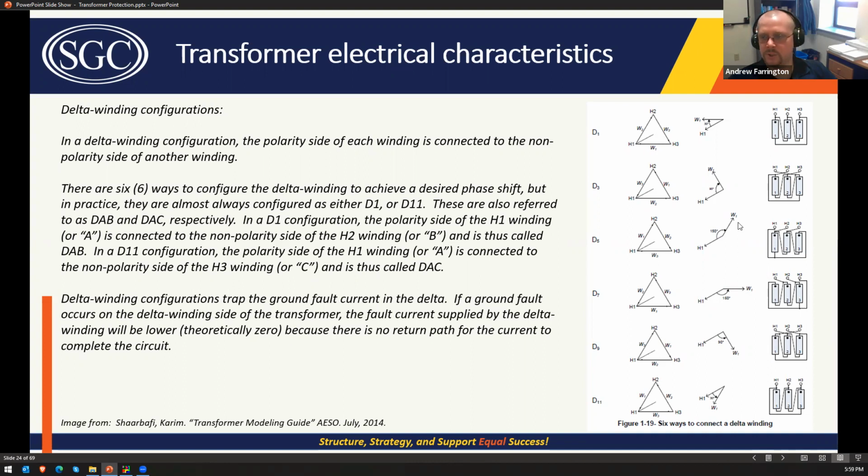Delta winding configurations trap zero sequence current. I'm pretty sure you've talked about this, but if you have a ground fault on the delta side of a Y winding, you're not going to see any ground fault current, or at least it'll be extremely low. It should be zero because there's no return path for you to complete the zero sequence circuit. And we'll cover that in more depth.